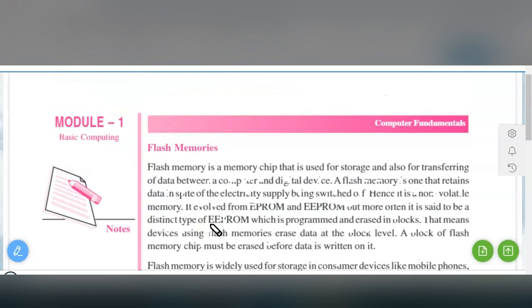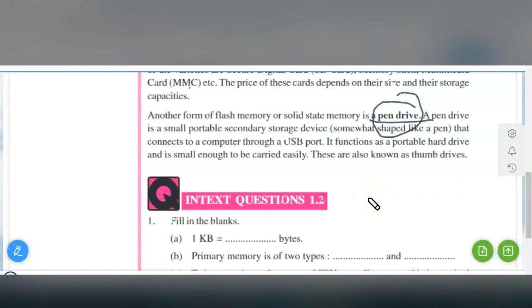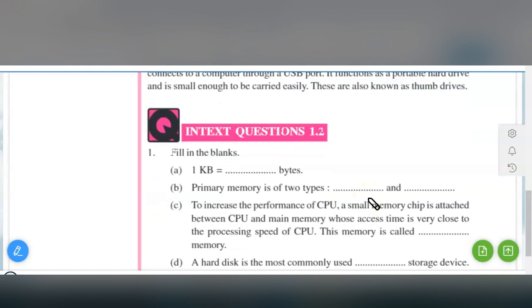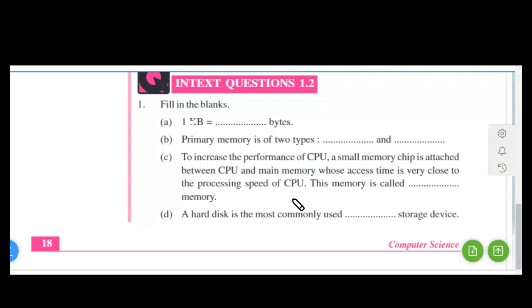Next one is flash memories. You have got two examples of flash memories: memory card and pendrive. Pendrive, as you know, stores information and can be taken to any other places. It is portable. Memory card you have got in your digital cameras, mobile phones and all, that stores the information. These all are secondary storage devices. So these are the classifications of secondary storage devices.